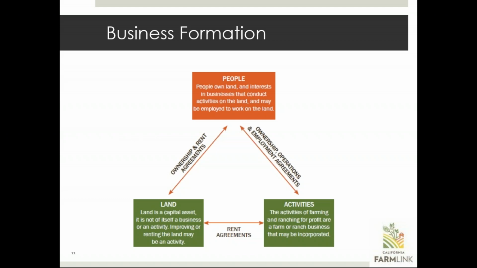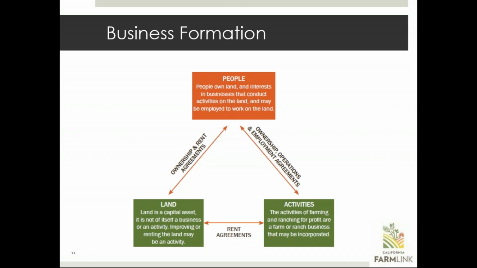There are employment agreements between the people and the entity that's carrying out the activities. Now, the entity that's carrying out the activities, in a scenario where you're trying to limit personal liability as well as corporate liability, often that entity that is conducting the activities, actually doing the production, selling the product, is going to be a separate entity from the one that holds the land.